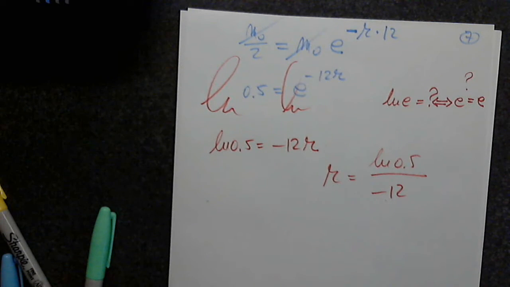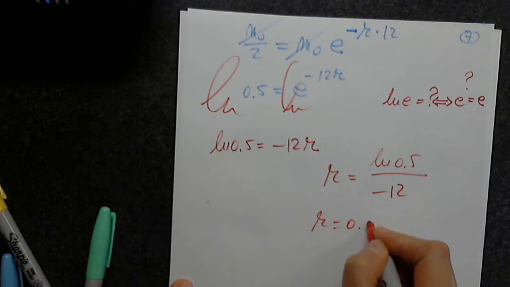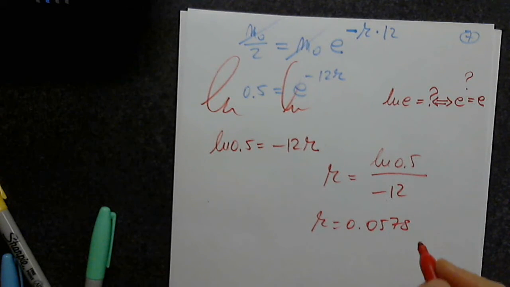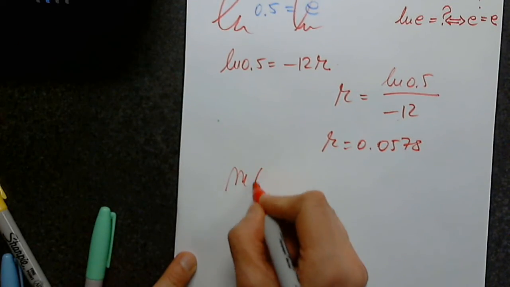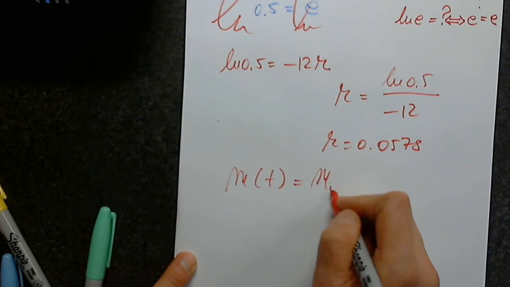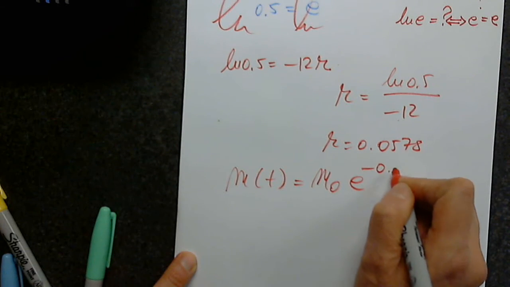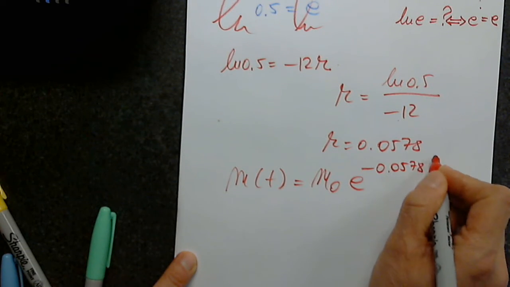And close. So, please use 4 decimals. For the growth rate or decay rate, please use 4 decimals. 0.0578. Now I can go back to the model. M of t equals M0 e to the negative 0.0578 t.